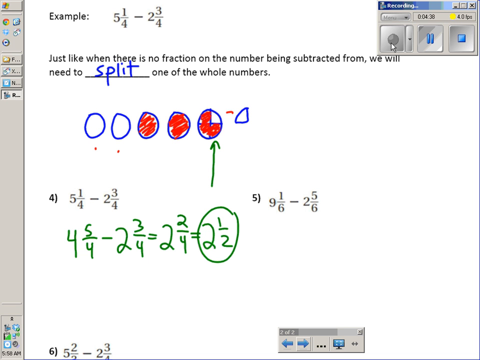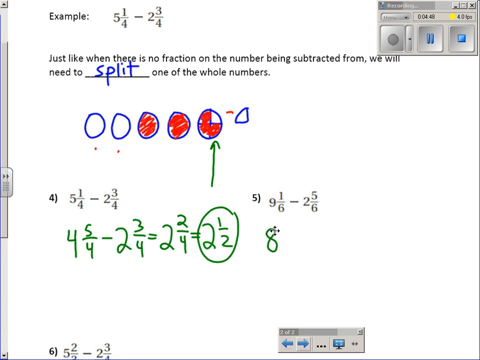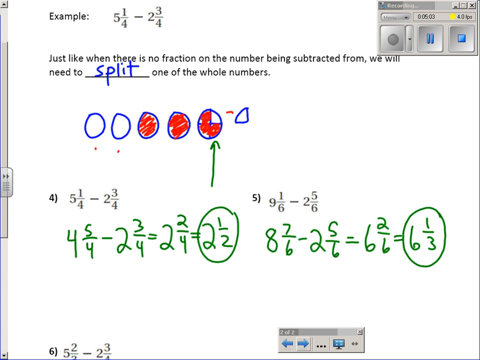All right, so let's do number 5 together here. So 9 1/6 minus 2 5/6. That 1/6 is too small to take 5/6 from, so we need to borrow from the 9, so that becomes 8. And that 6/6 plus the 1/6 gives you 7/6 minus the 2 and 5/6, and we're left with 6 and 2/6, which reduces to 6 and 1/3.